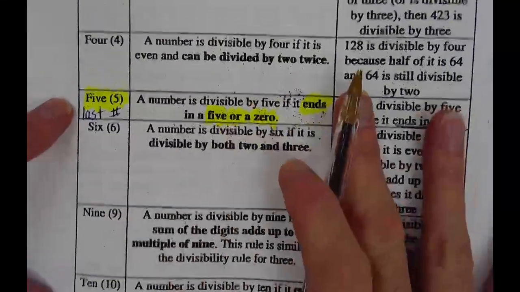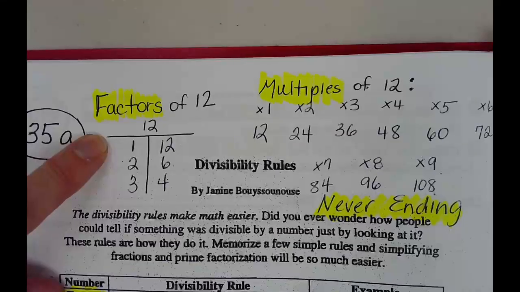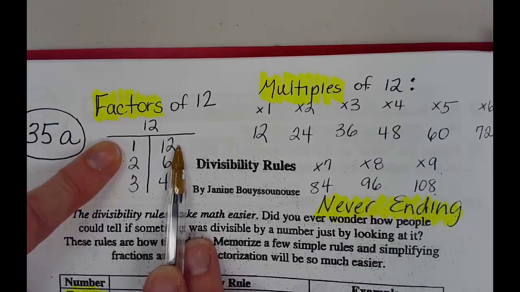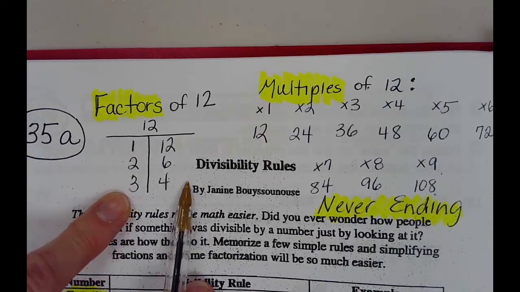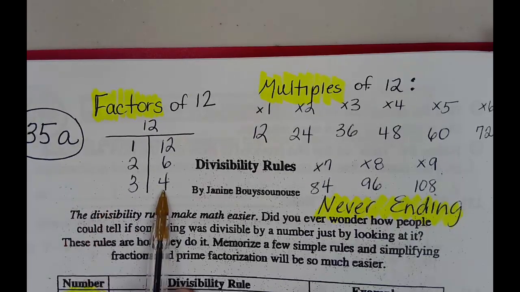Okay, so I'm going to review real quick. At the top, we have our factors of 12, the numbers we multiply together to get 12. 1, 12, 2, 6, 3, 4. Can I list all factors of 12? Yes, it's a set amount. It's numbers we multiply to get 12.